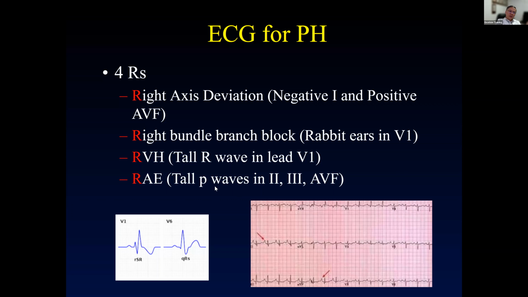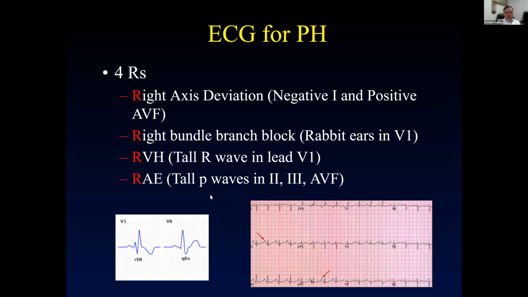You also look for right bundle branch block, what we typically call rabbit ears, like this EKG on the bottom left. This rSR prime pattern is typical of a right bundle branch block, suggestive, not conclusively, but suggestive of the presence of pulmonary hypertension. Right ventricular hypertrophy: in the EKG on the right, you see a tall R wave in lead V1, which is typical of right ventricular hypertrophy. That means the force is more prominent in V1, which is right where the right ventricle is.